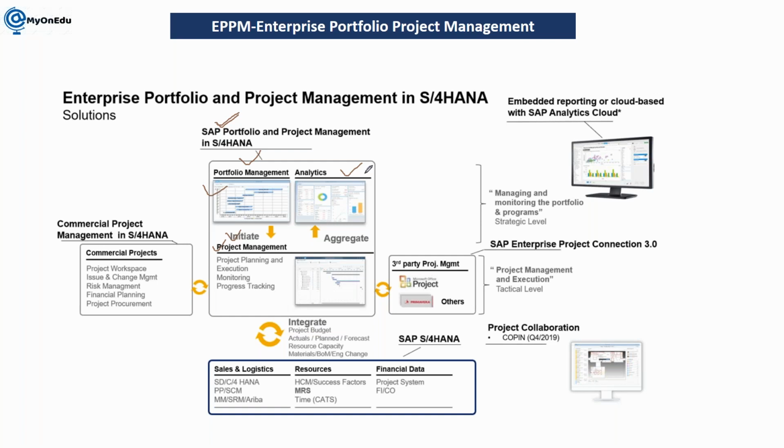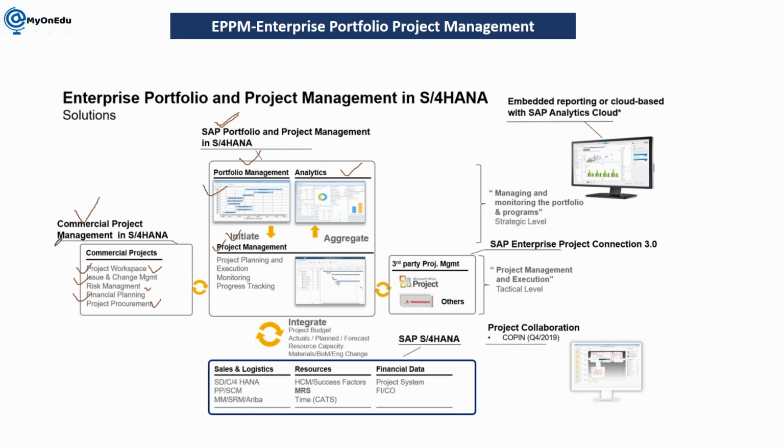Apart from that, we have one more module called CPM, commercial project management. This module has three subcomponents. One is the project workspace, another is financial planning, and the third is issue and change management. Risk management and project procurement are part of the project workspace only.